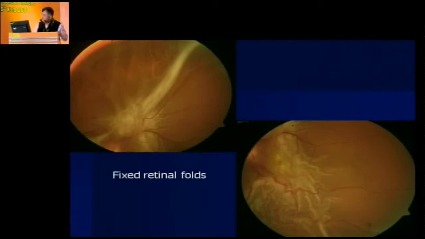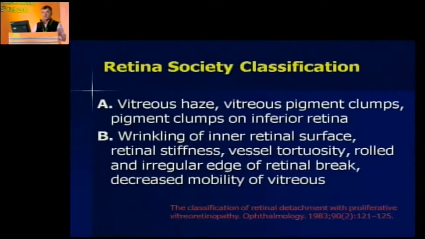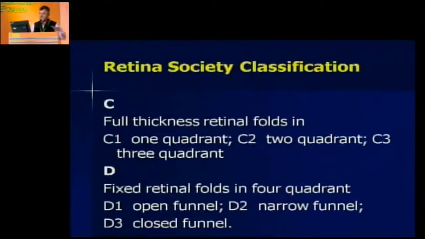So basically, I'm not talking much about the classification, and we know that there are two ways to classify it. In early stage, just a vitreous haze, pigments, a lot of pigments you find, especially in the inferior retina. So this is what was usually called A. We still use it. And in B, you have what I have shown you just now: stiffness of retina, more wrinkling. These breaks or the edge would have rolled edges. And then C, you start seeing these full thickness retinal folds in one quadrant, two quadrants, three quadrants. That's the way you divide it.